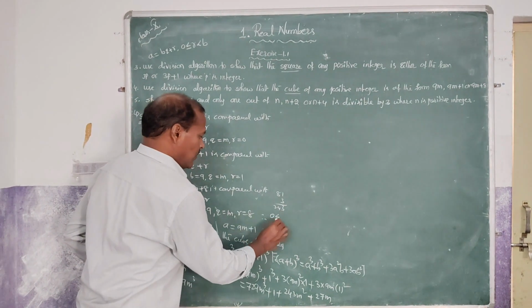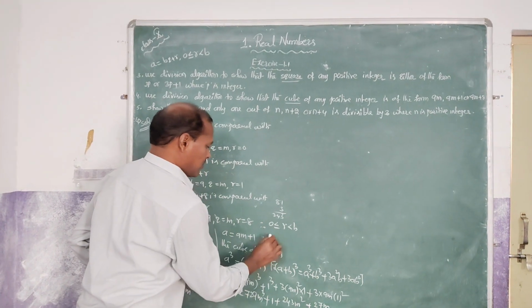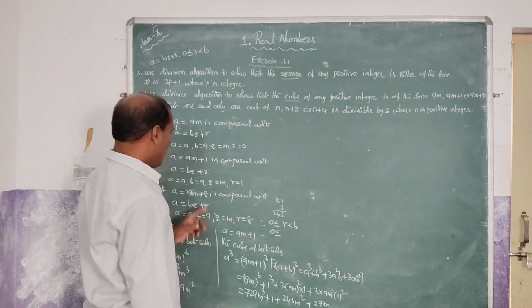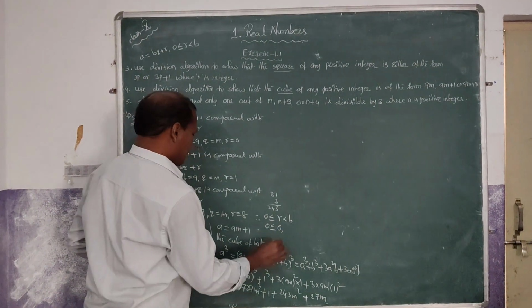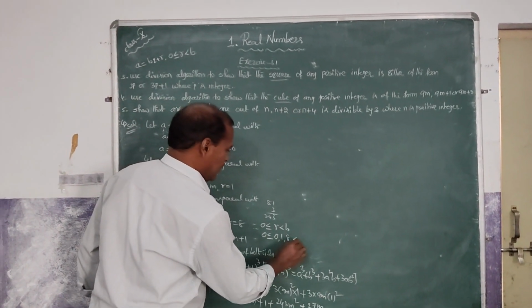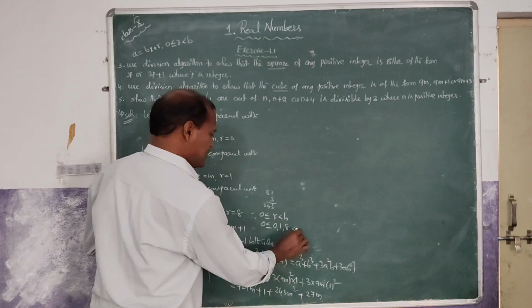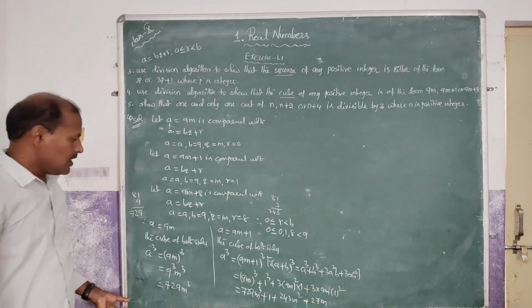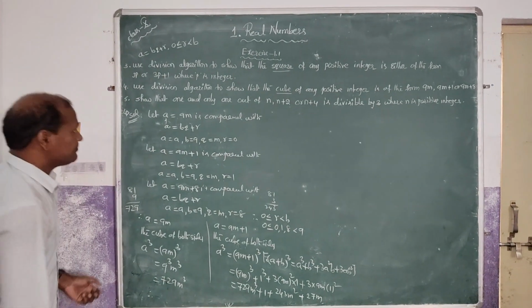Therefore r is equal to 0, next 1, next 8, with 0 less than or equal to r less than b, where b is equal to 9. Last point as usual.